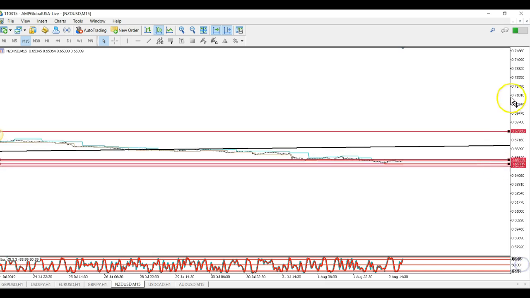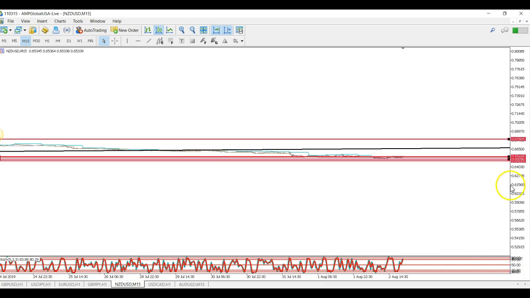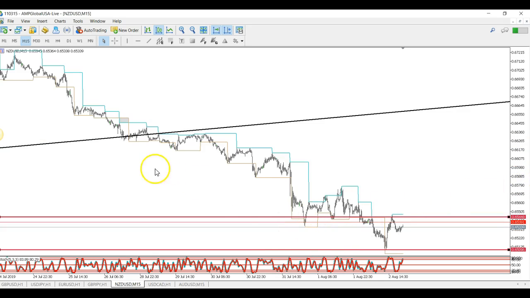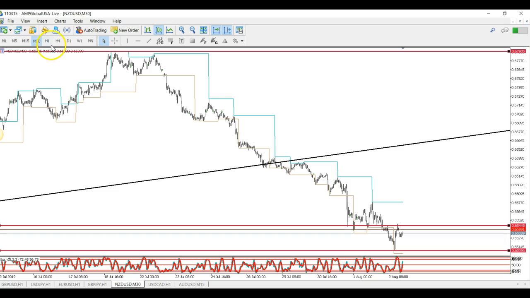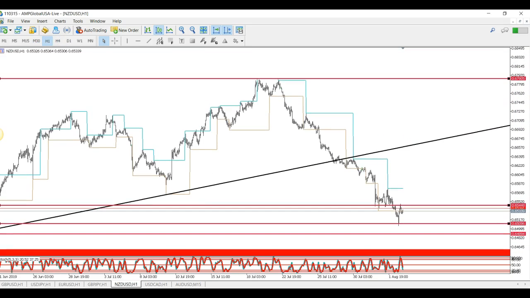Okay? As you can see, the 15-minute chart has a long way to go to hit any type of higher time frame support. I almost have to go back up to the hour to see the distance down here to the weekly floor.